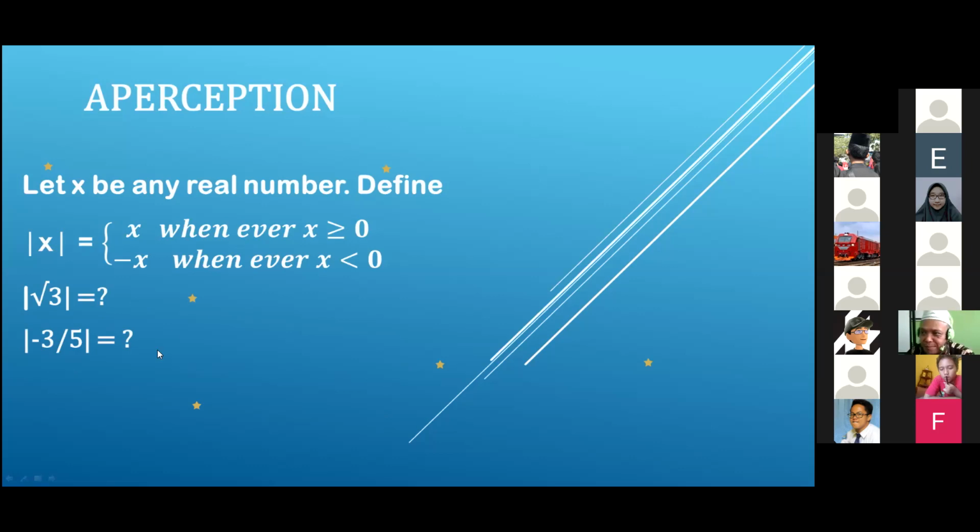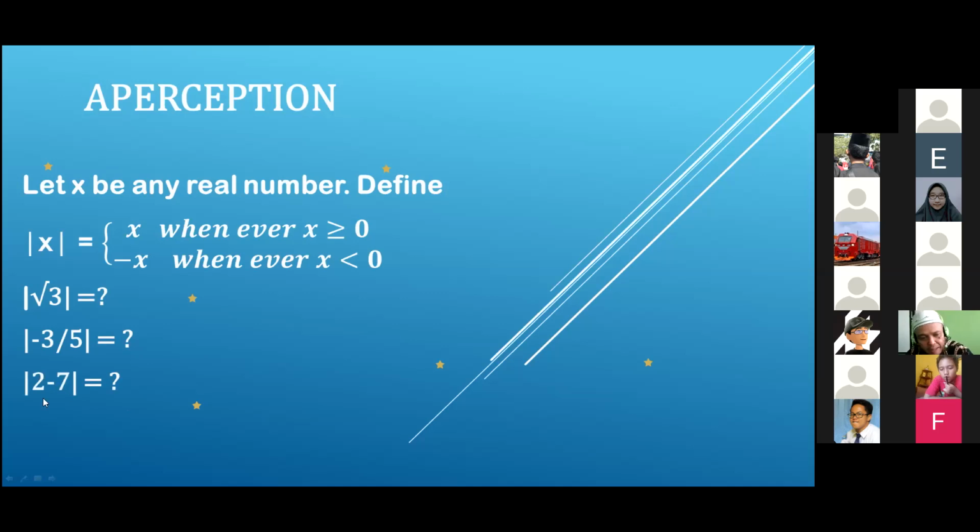Why? What's the reason? Why is your answer 3 over 5? Back to the definition. Is this negative or positive? Negative. Whenever A is negative, the absolute value of A is the opposite. What's the opposite of negative 3 over 5? 3 over 5. Okay.